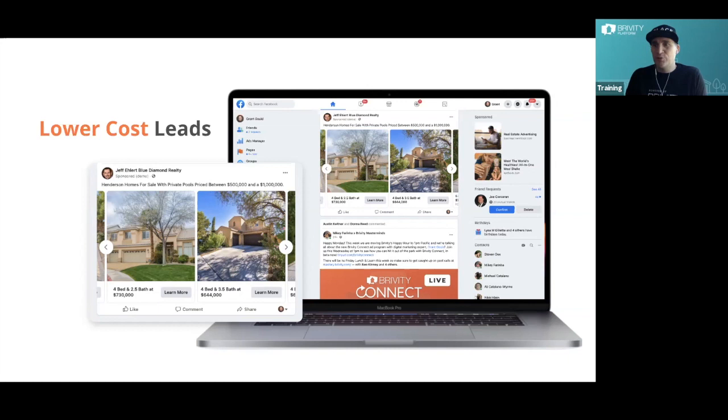So we started running these ad sets focused at buyers who were looking in Henderson for homes between $500,000 and a million with a private pool. That ad set, we run it out there on Facebook, and they get really, really good at putting that ad in front of the right person, because Facebook doesn't get paid until somebody clicks on Jeff's ad. So it behooves Facebook to put it in front of somebody that this ad is actually going to strike a chord with. And Facebook knows a lot about what all of us are doing, right?